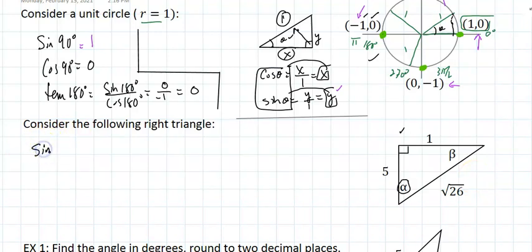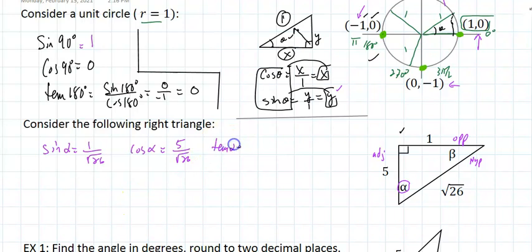I could say the sine of alpha is, and in this case, as far as alpha is concerned, let me color code those, that will make life a bit easier. As far as alpha is concerned, this is the opposite, this is the adjacent, and this is always the hypotenuse. So the sine of alpha is 1 over the square root of 26. I could also say the cosine of alpha equals the adjacent over the hypotenuse. Or I could say the tangent of alpha is the opposite over the adjacent.